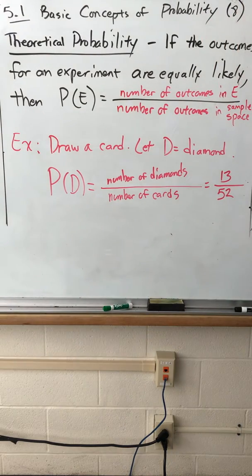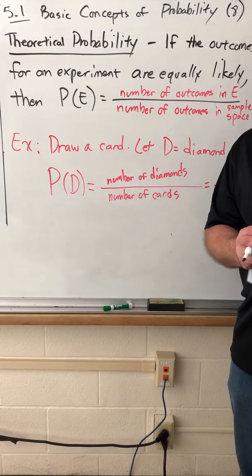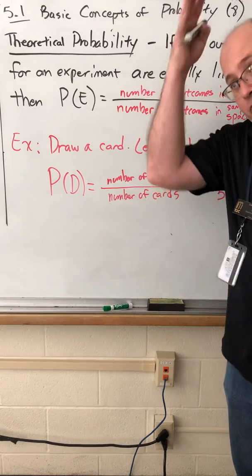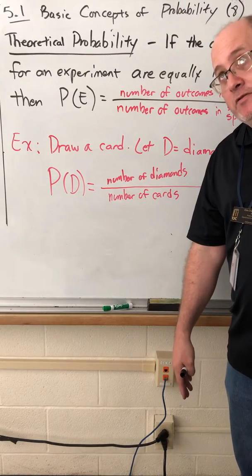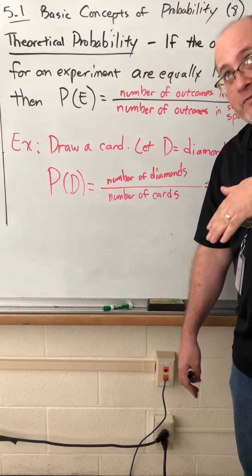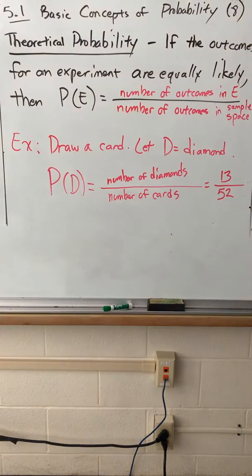Before we turn this into a decimal, let's see if we can reduce this. You may or may not know that 52 is 13 times 4. If you're familiar with the deck of cards, it makes sense. There's 4 suits, 13 of each rank. 4 times 13 is 52. So I can reduce this by 13.